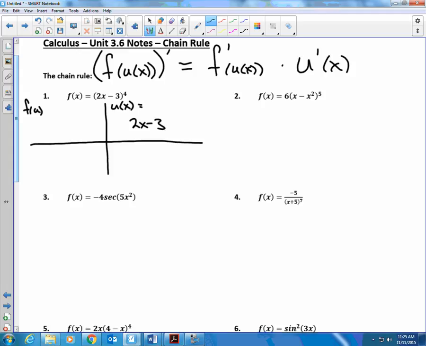Now, the outside function will be defined, instead of as a variable of x, as a variable of u. So, what do you think f of u is? U to the 4th power. The rule says I take f prime of u, and I multiply it by u prime of x. So what I need to do is take f prime of u, and take u prime of x. What's u prime of x? 2. What's f prime of u?